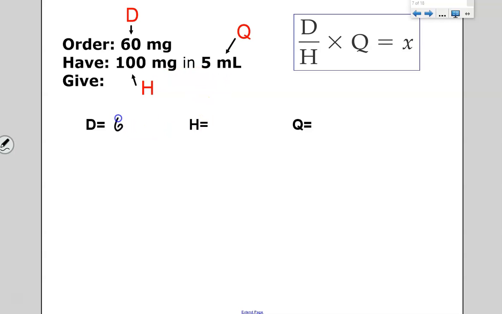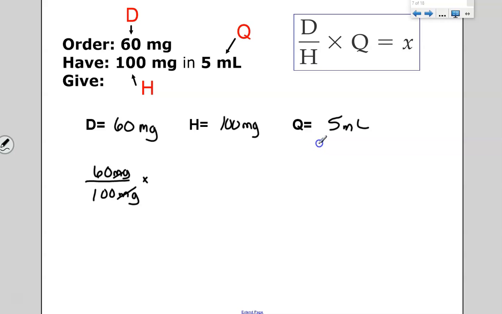So we'll fill in what we know. We know that the dose is 60 milligrams. What we have on hand is 100 milligrams. And the quantity is 5 milliliters. So setting things up, the dose goes on top. What's on hand goes on the bottom. And notice these cancel, which they should, and we're going to times it by the quantity, which is 5 milliliters. Now, since this is 5 milliliters, I know that my answer is going to be in milliliters.